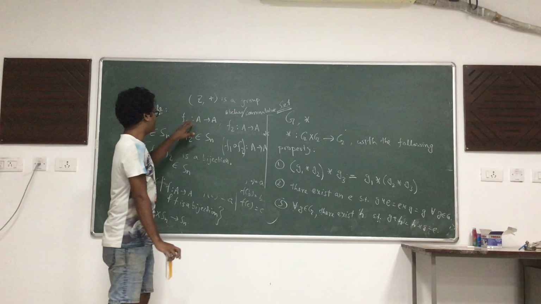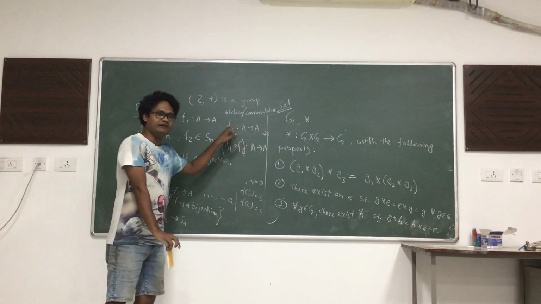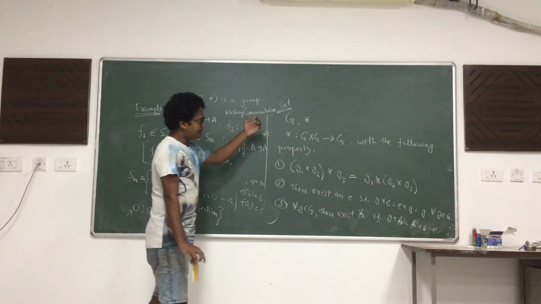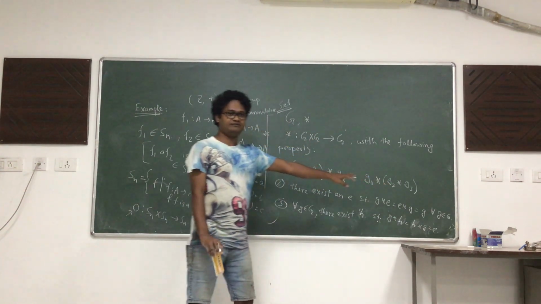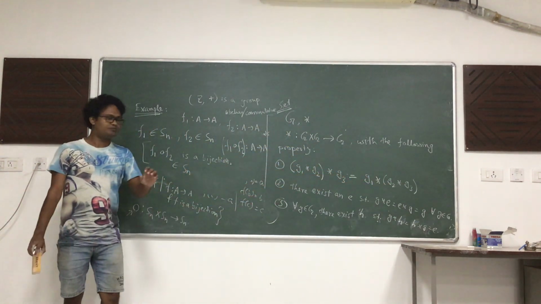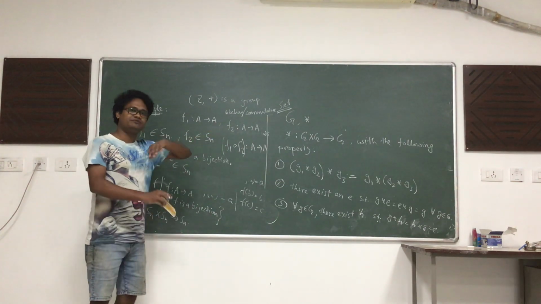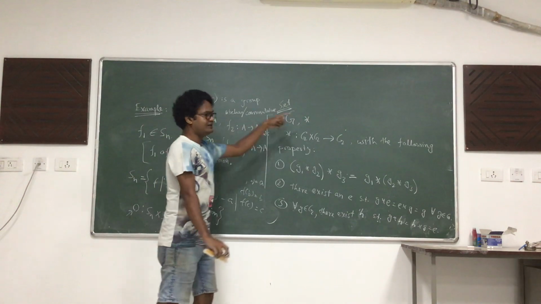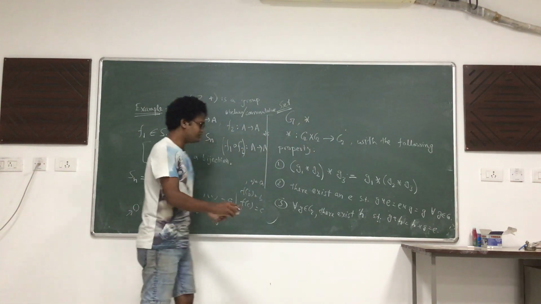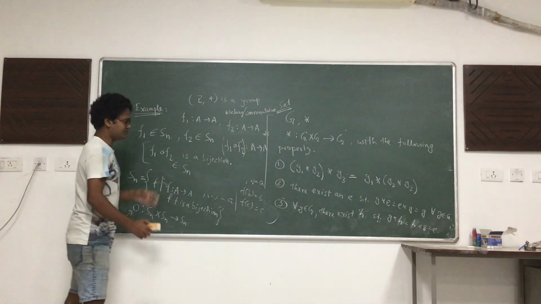For any mapping from A to A, and then another mapping from A to A, and a third mapping from A to A, you can always check that this is associative. It's not a particular property of bijection, it's for any mapping from A to A, then A to A, then A to A. So this condition you can check by yourself.